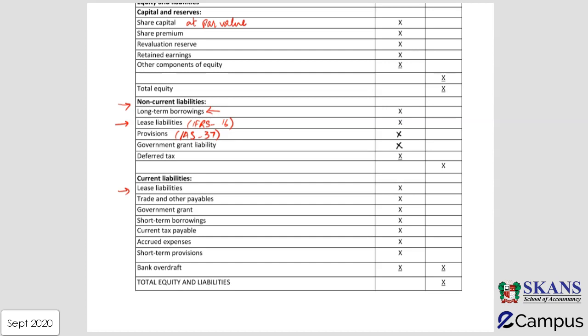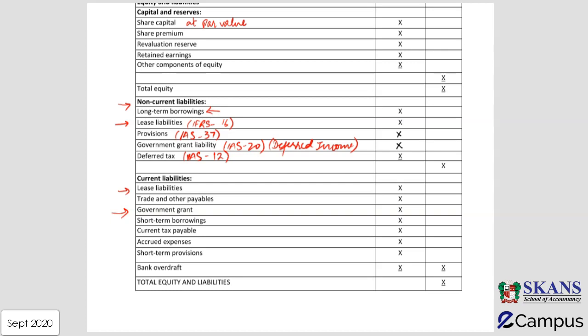Then we have government grant liability. So as per IAS 20, we know that a deferred income is recognized for our government grant liability. We will study this in detail in IAS 20. Once again, the portion which is related to more than 1 year is shown in our non-current liabilities, and the current portion is shown in our current liabilities. Then we have deferred tax, same as the accounting treatment over there. Deferred tax details or rules are also included in our exam. This we will study in IAS 12.